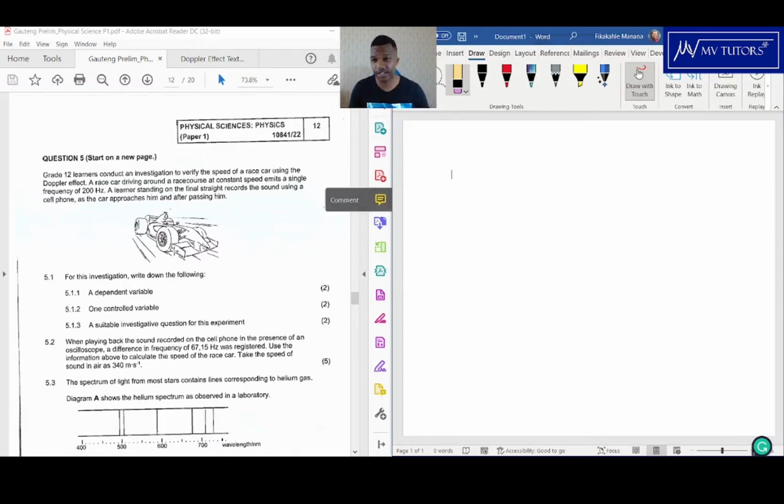But in any case, let's just go ahead and read the question. It says, for this investigation, write down the following: a dependent variable. Okay, so what is a dependent variable? Now that means it's a variable that depends on something else. Okay, now there are many things. It could be speed, but because this is a Doppler effect question, if you said speed, yeah, you'd be correct, but a more correct answer would be a frequency, the frequency of the observer, for example.